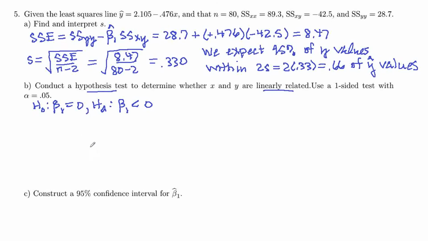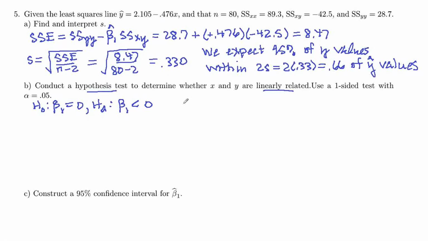So for a linear relation, you're testing equal to 0 against either less than, greater than, or not equal. Since they told us one-sided, the natural choice is less than 0. Now, if we had a positive slope here, we'd do greater than 0. If we're doing two-sided, it would be not equal to 0.